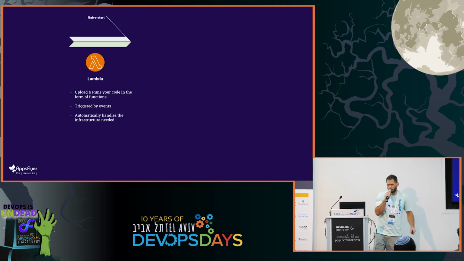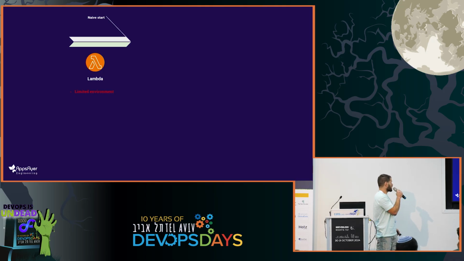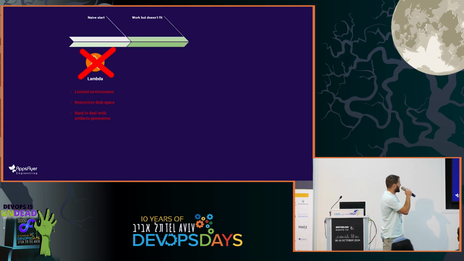And of course, everything is handled. We don't want to deal with all the infrastructure. The reason it failed is actually the limited environment and restrictive disk space. So we had to allocate more memory and give permission to folders. And in the end, it was hard to deal with the artifacts generation. So we had to ditch Lambda, even though we like Lambda.